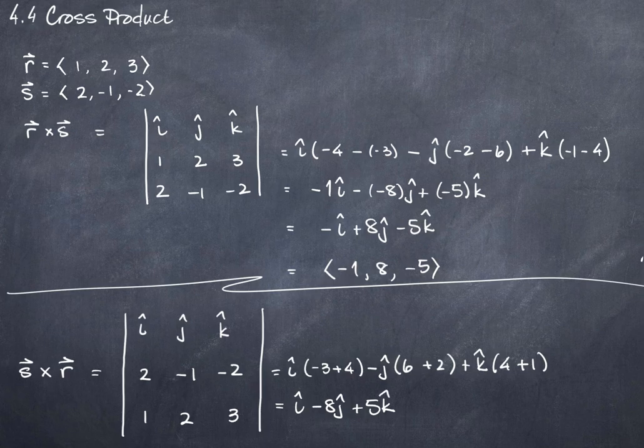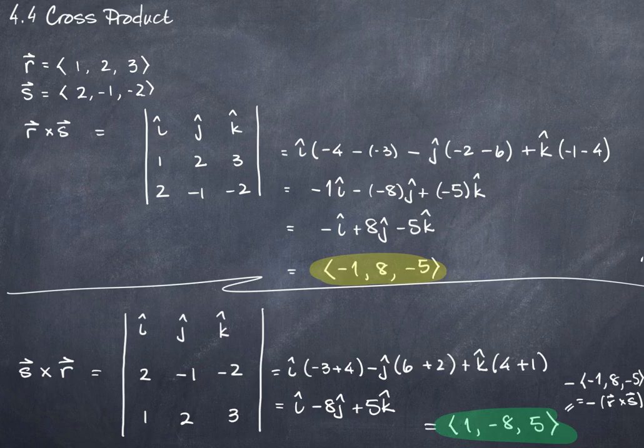Let me go ahead and put it into the appropriate form: 1, negative 8, positive 5. As you can see, these two vectors are not the same. They are very similar. In fact, this one here is just the opposite of this one here. I can write this as negative, negative 1, positive 8, negative 5. And therefore, it's equal to negative R cross S.